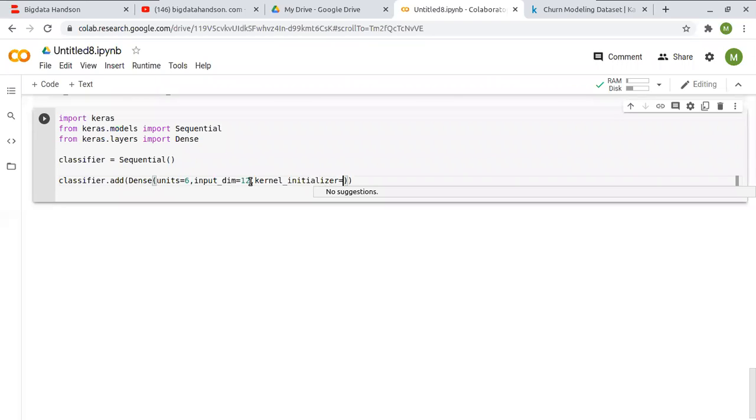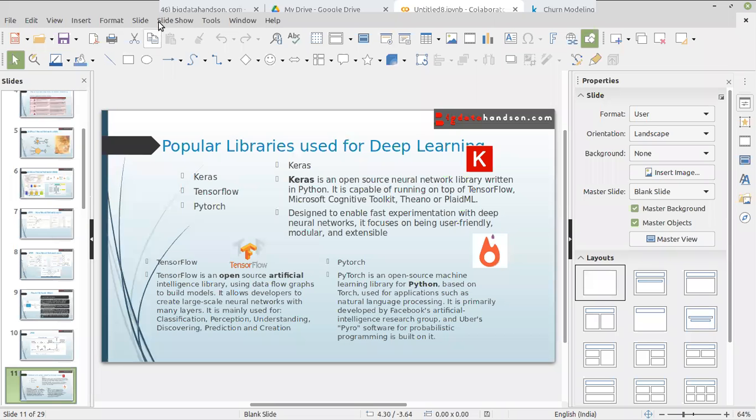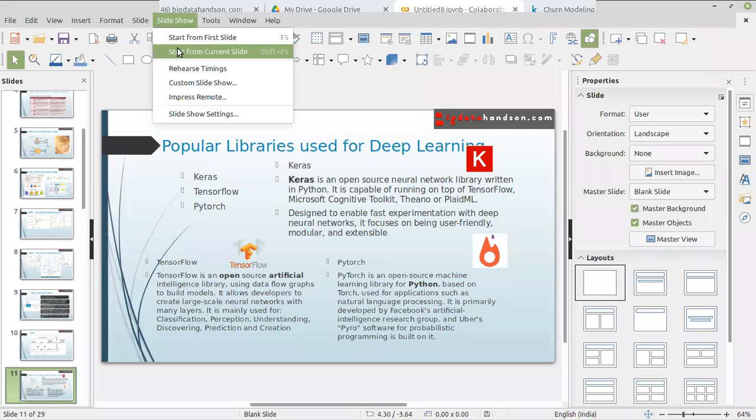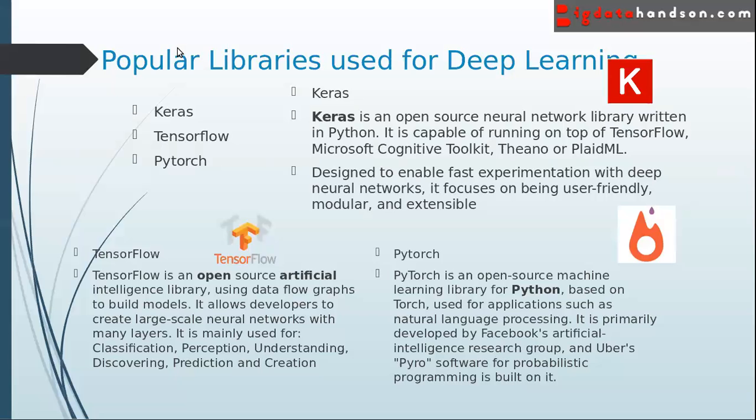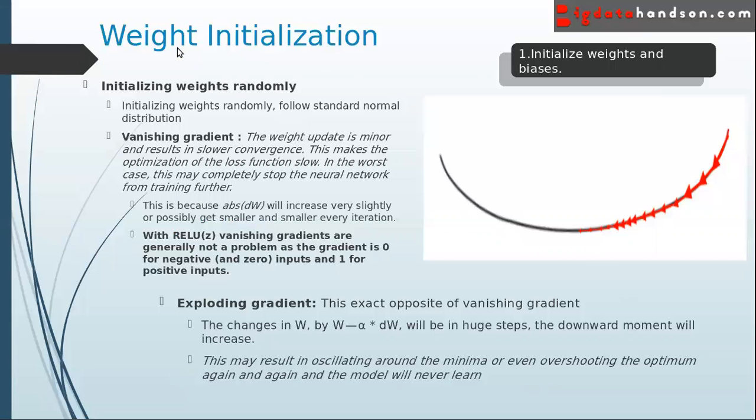So first we'll see the kernel initializer. Initially I'm going to give the uniform. You don't understand this, right? So what is kernel initializer given uniform? Kernel initializer is nothing but the weight initialization. So we are going to initialize the weights and biases.